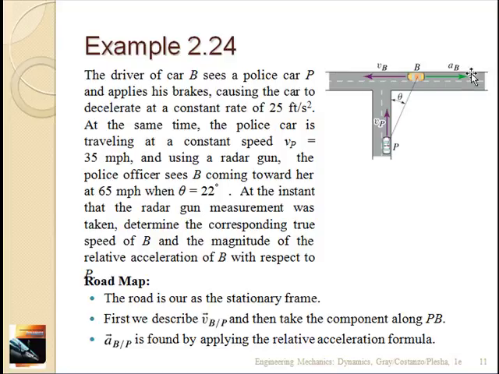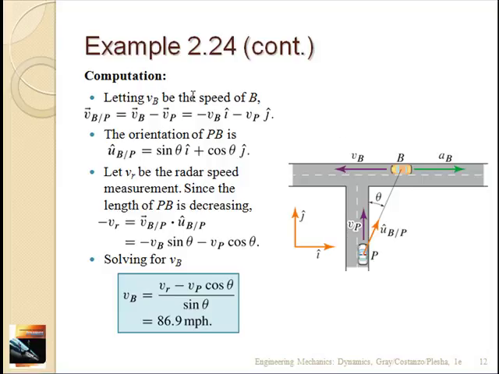Okay, so we'll use the roads as our stationary frame, and then we'll set up a moving frame as appropriate. We let VB be the speed of car B, and that's what we're trying to calculate. The velocity of B relative to P is the velocity of B minus the velocity of P in the vector sense. The velocity of B is minus VB in the I direction. That is, it's going in the negative x direction with a magnitude VB. And the velocity of the police car is positive VP in the J direction, but we're subtracting that, so we get minus VP J.